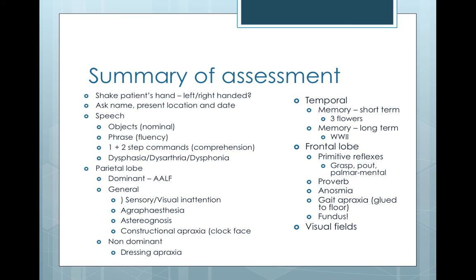Moving on to the temporal lobe, so we've already done that a little bit at the start. So memory for short term, checking the 3 flowers, so for example rose, orchid, tulip. Then testing longer term memory such as when did World War II finish or start. And then finally testing the frontal lobe, looking for primitive reflexes such as grasp, pout, palmar mental, proverb, anosmia, gait apraxia, and finally visual fields, looking for any defects.